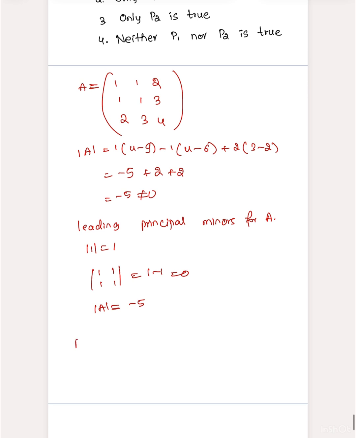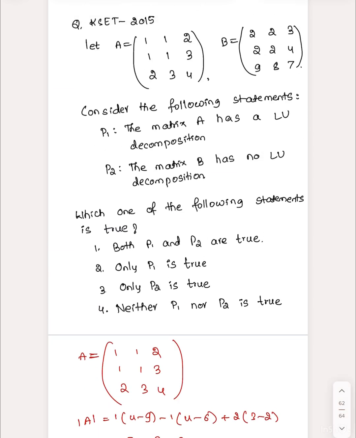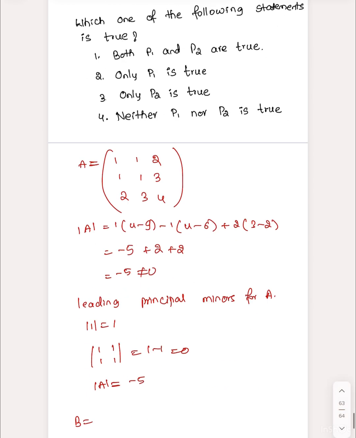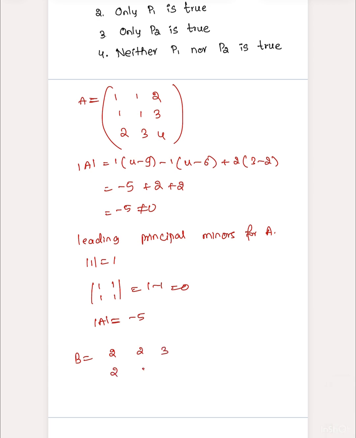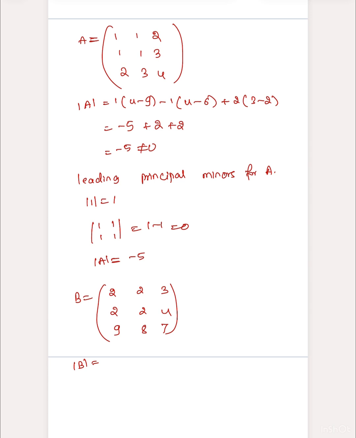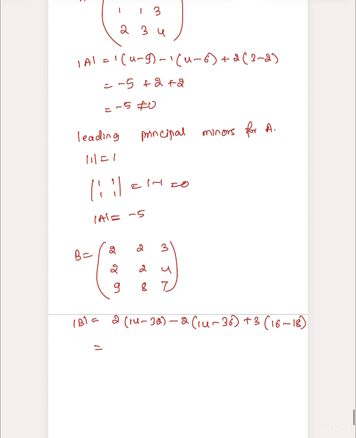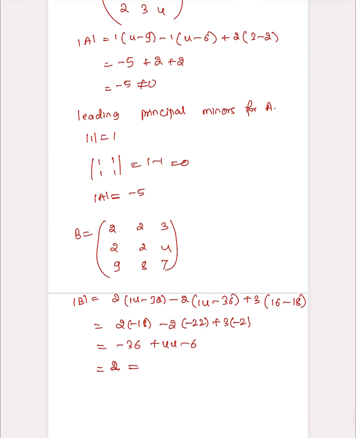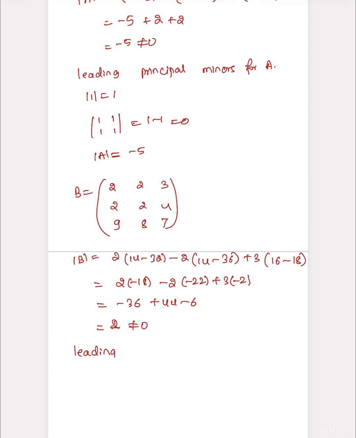And for B we will check. B is equal to 2 2 3, 2 2 4, and the third row is 9 8 7. Now we find the determinant of B. This is equal to 2 into (14 minus 32), minus 2 into (14 minus 36), plus 3 into (16 minus 18). This is equal to 2 into minus 18, minus 2 into minus 22, plus 3 into minus 2. So this is equal to minus 36 plus 44 minus 6, which is equal to 2, which is not equal to 0. Now the leading principal minors for B.